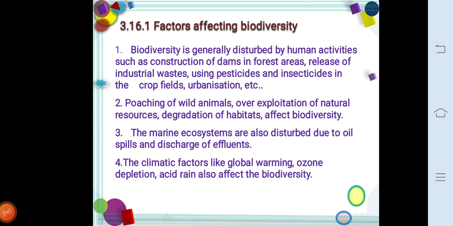The marine ecosystems are also disturbed due to oil spills and discharge of effluents, and climate factors like global warming, acid rain, and ozone depletion also affect biodiversity. So, the advantages and need of biodiversity conservation.